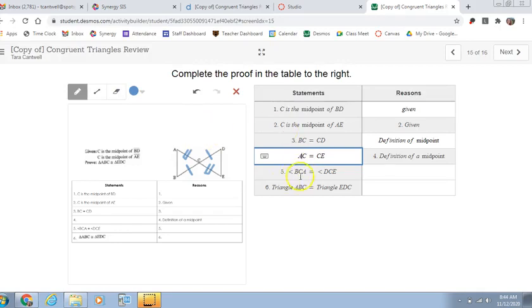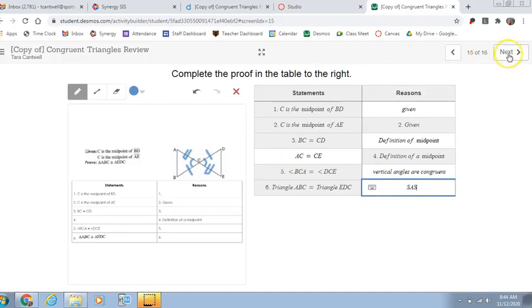Then after that, our next statement is that angle BCA is congruent to angle DCE. All right, BCA, that's over here, and DCE, that one's over here. And how do we know this? Because those are vertical angles. So vertical angles are congruent, or just vertical angles would be enough. And then once we have all of those pieces, how do we know that the triangles are congruent? Triangle ABC is congruent to triangle EDC because side, angle, side congruence.